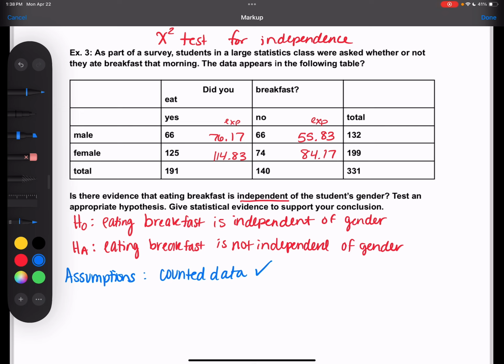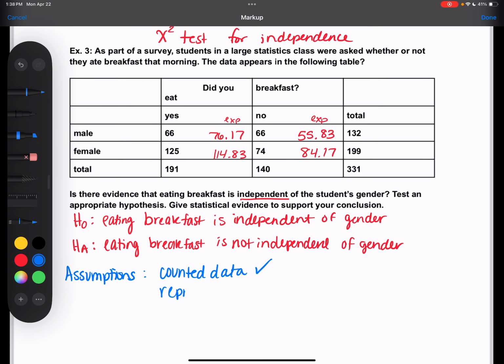Is it random or at least representative? Yeah, it is representative. So what's the difference between representative and random? Usually if it's random, it'll say it's random, or it'll be like we questioned random students, whereas this one says in a large statistics class. So you can assume that they're representative of all the classes, kind of.